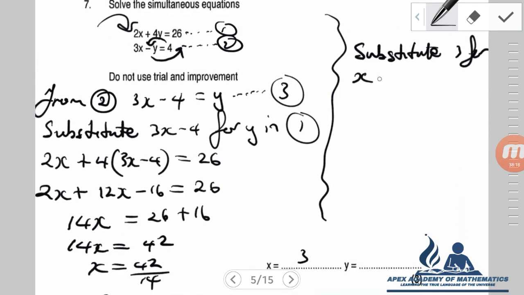So y is equal to, I'm just going to rewrite it all the way, y is equal to 3 times the value of x, which in this case is 3, minus 4. So y is equal to 9 minus 4, y is equal to 5. Alright, so I'm getting some nice, lovely answers here. Alright, guys, I hope you are catching the drift.